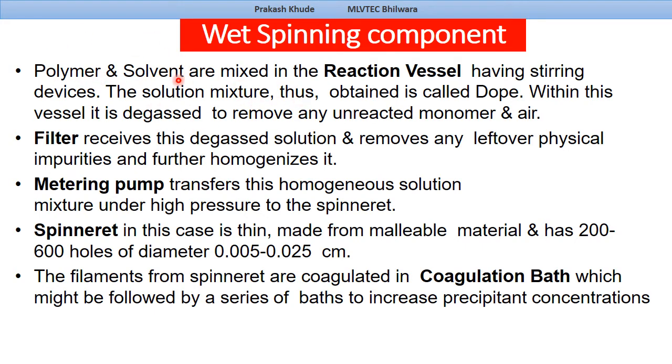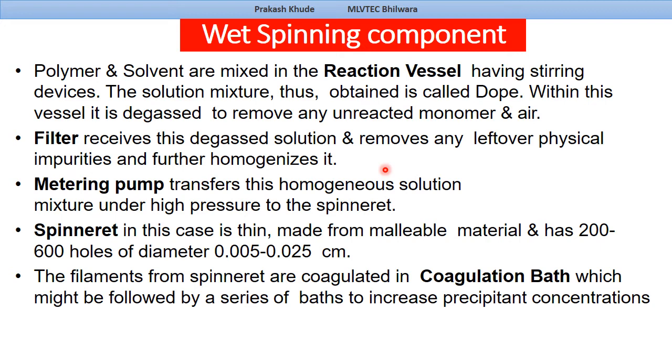Next we will see the components. Initially, the polymer and solvent are mixed in a reaction vessel having a stirring device, and the solution mixture is called the dope solution, as we already discussed. Within this vessel it is degassed to remove any untraced monomers or air. The next is the filter, which receives this degassed solution, removes any leftover physical impurities, and further homogenizes it.